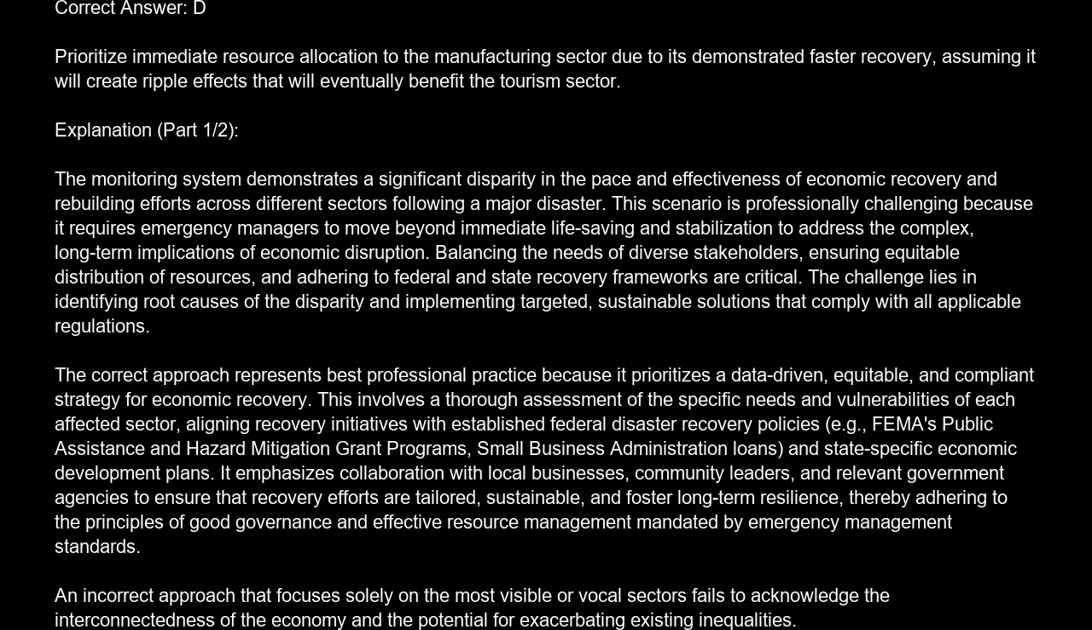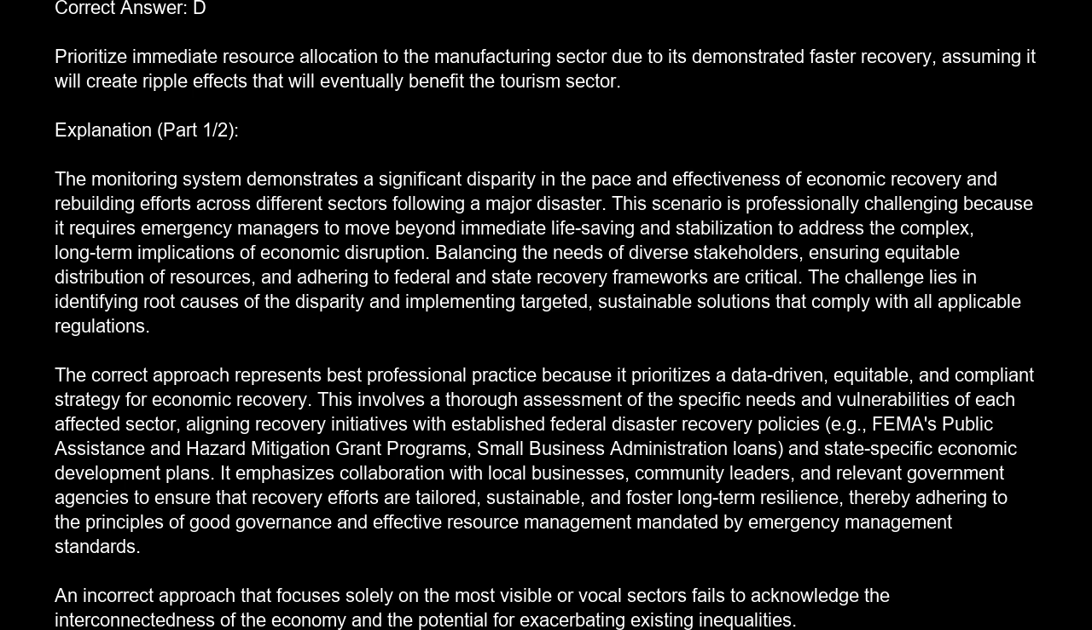The correct answer is D. Prioritize immediate resource allocation to the manufacturing sector due to its demonstrated faster recovery, assuming it will create ripple effects that will eventually benefit the tourism sector. Explanation. The monitoring system demonstrates a significant disparity in the pace and effectiveness of economic recovery and rebuilding efforts across different sectors following a major disaster.